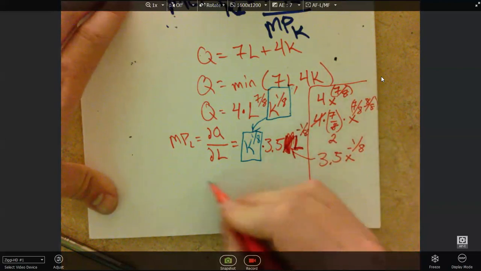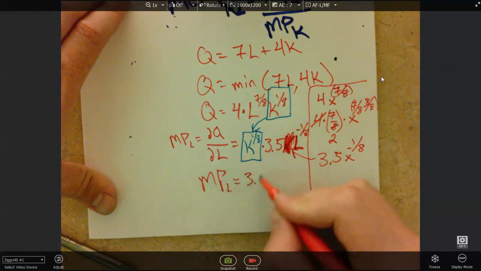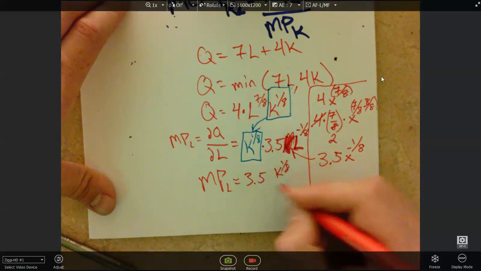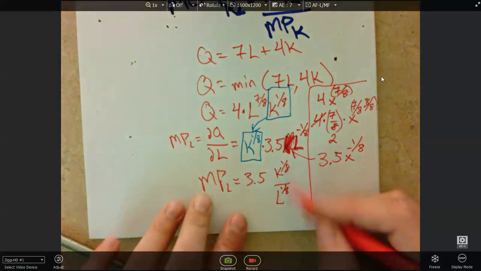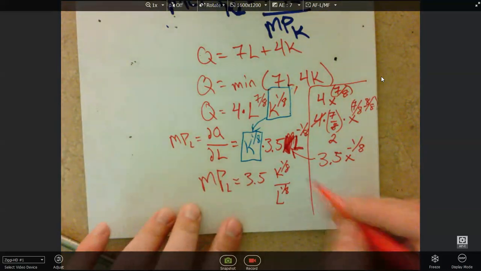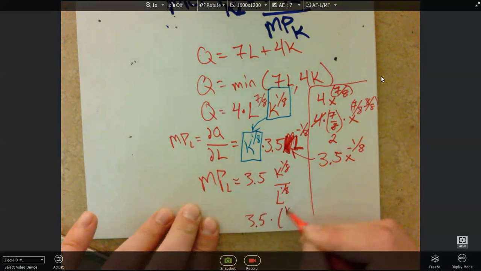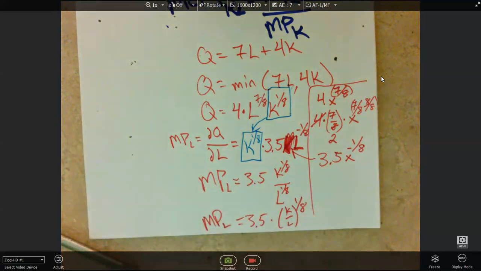And then if we want to clean this up, we would end up with 3.5 k to the 1/8 over L to the 1/8, or if you're like me, you can put both of those in parentheses, right? This can just be equal to 3.5 times (k over L) to the 1/8. So that's the marginal product of labor with the Cobb-Douglas, right?